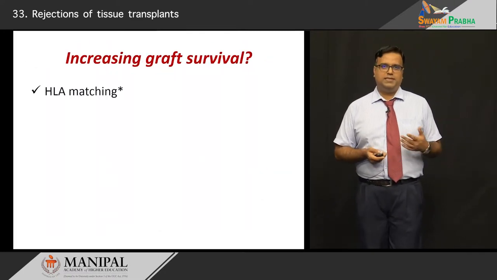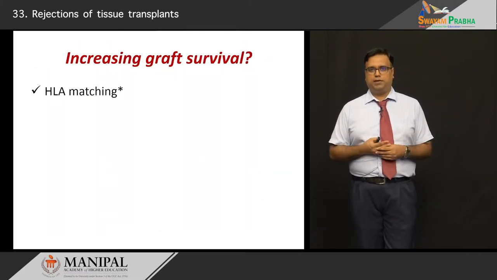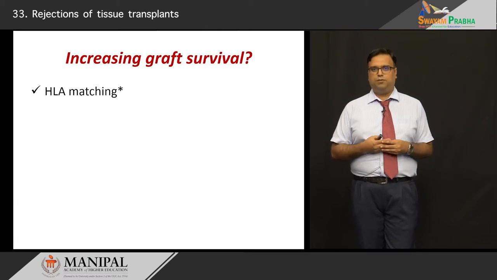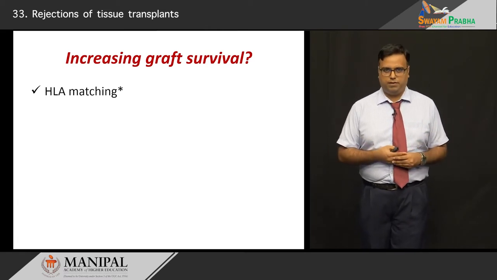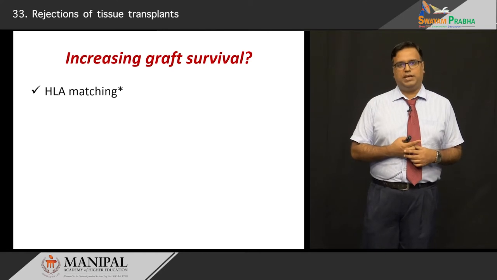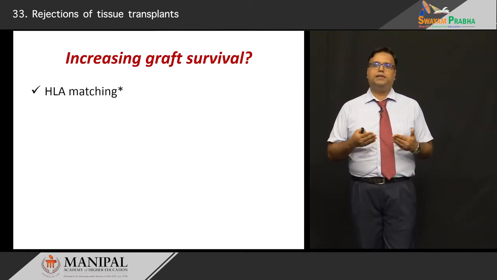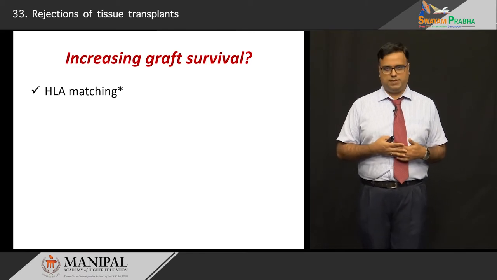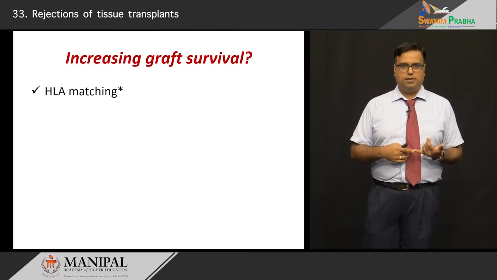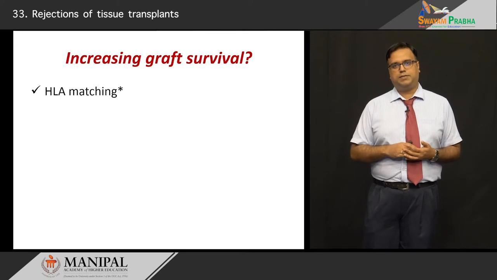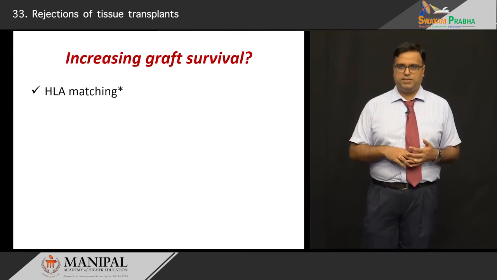Now, what are the chances that you can increase the survival of the graft? That's your goal basically. You want to increase the survival level of the graft. You can do what is called HLA matching. Now, you can select a donor and a recipient and screen whether there is compatibility between both of these. You can use serological tests. A good old lymphocyte cytotoxicity test will do, or a CDC cross match is a screener.